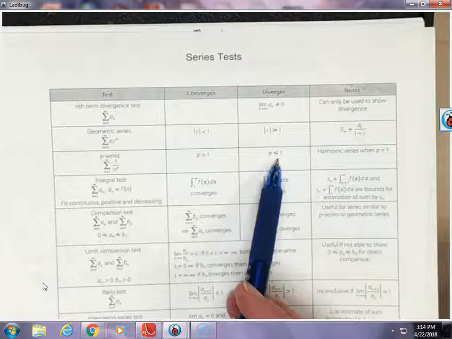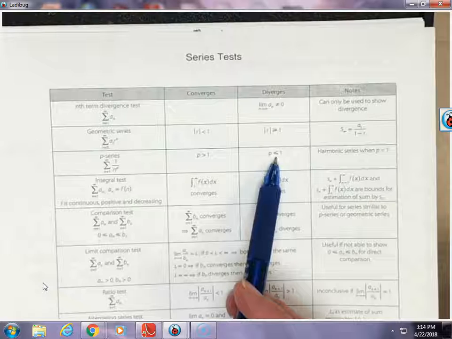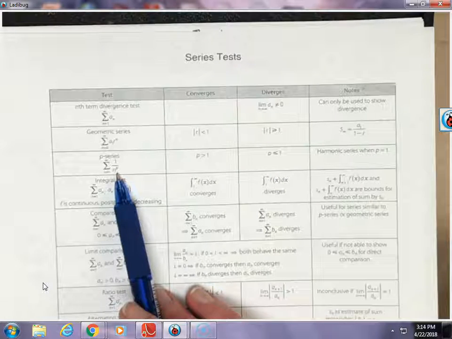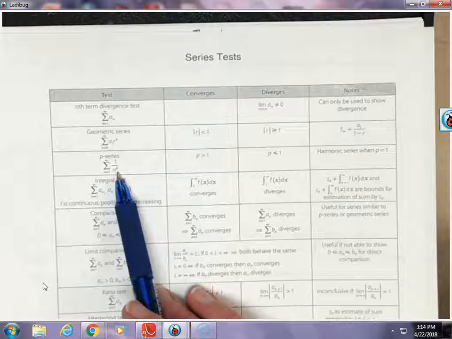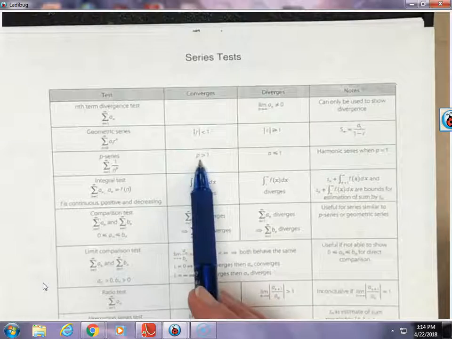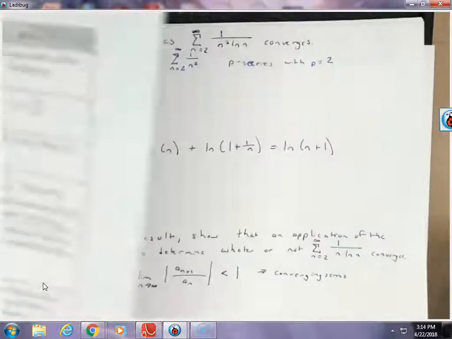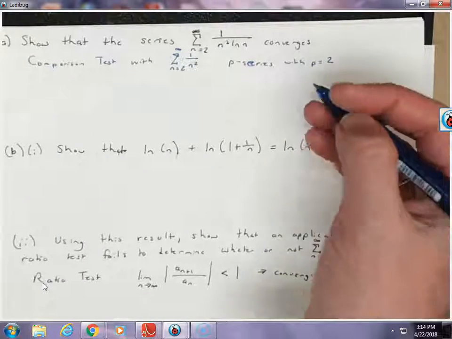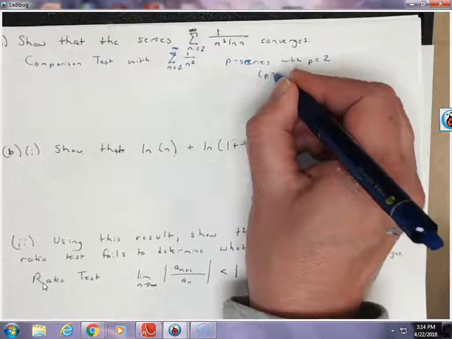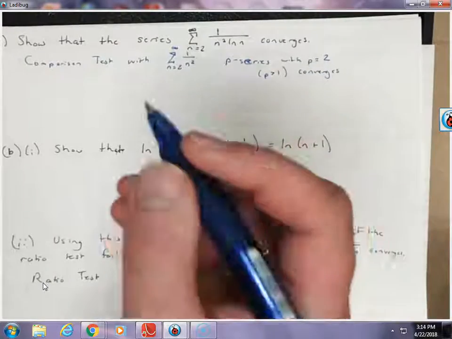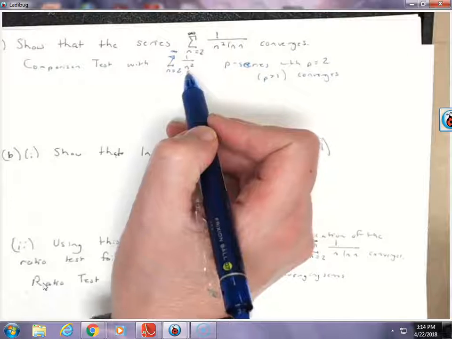So 1's harmonic, you know it. If you try something less, like negative 2, you'd have 1 over n to the negative 2, which is n squared. If you try to sum n squared, that fails the nth term divergence test. So anytime p is greater than 1, that's going to be the one where it converges. So this guy, p greater than 1, converges.